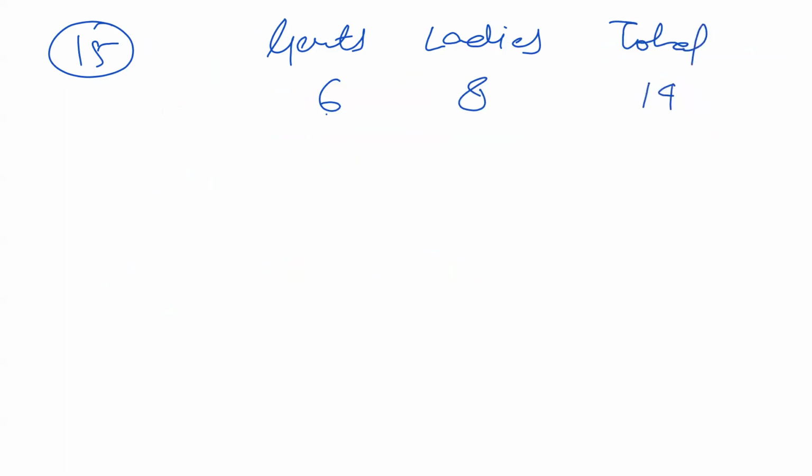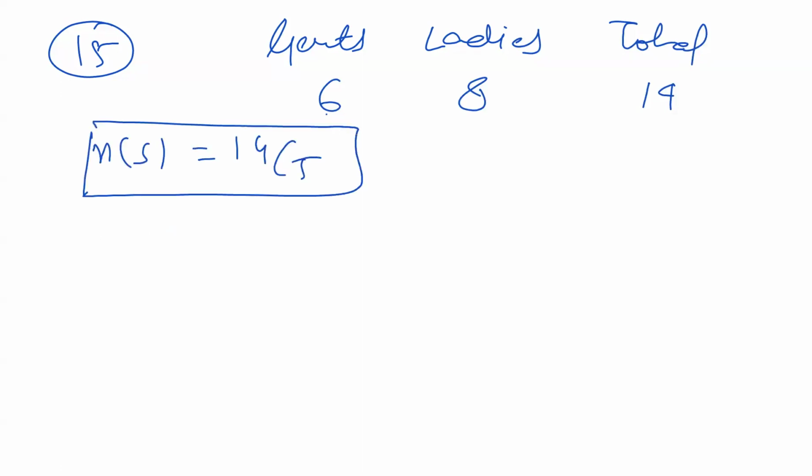A committee of 5 principals is to be made from a group of 6 gent principals and 8 lady principals. So gents are 6 and ladies are 8. Total is 14. A committee of 5 principals is to be made. So n of S is equal to 14C5. Find the probability that there are 3 lady principals and 2 gent principals.